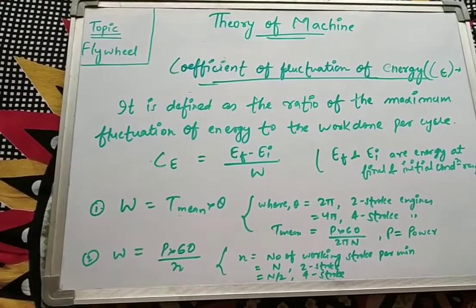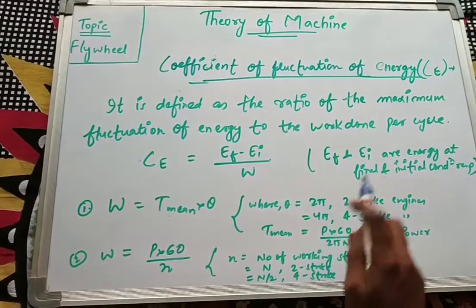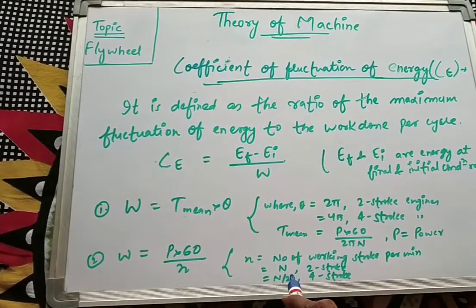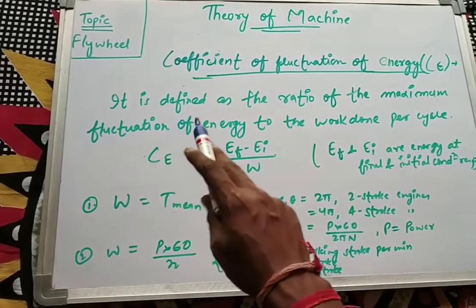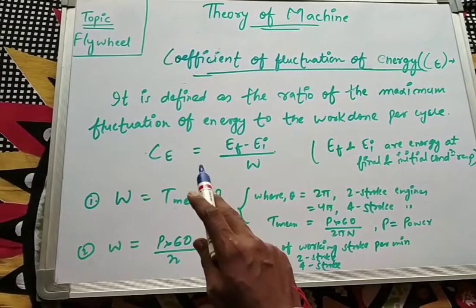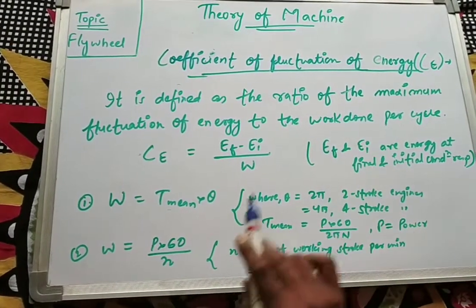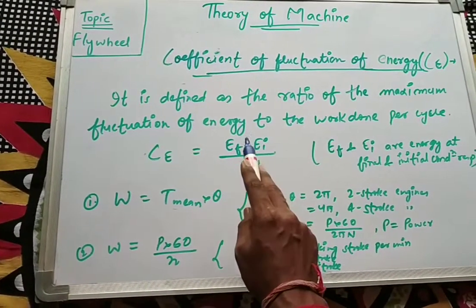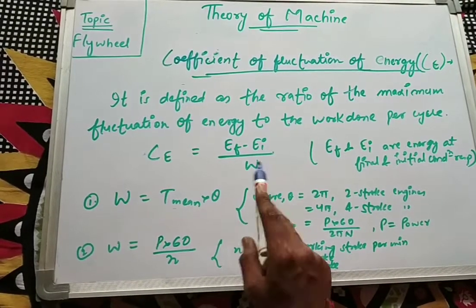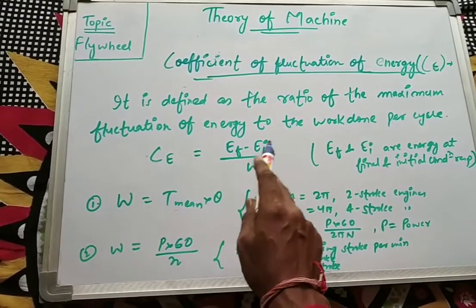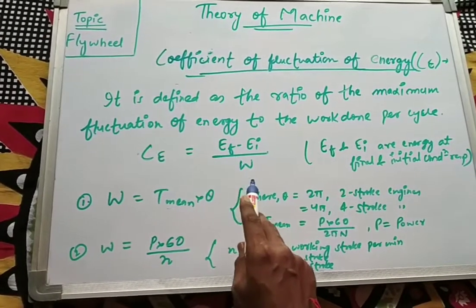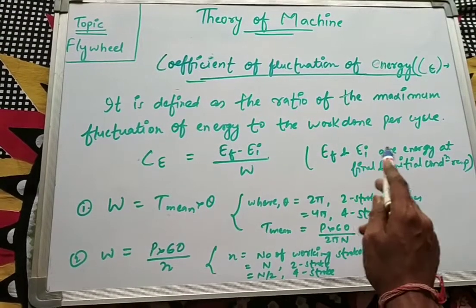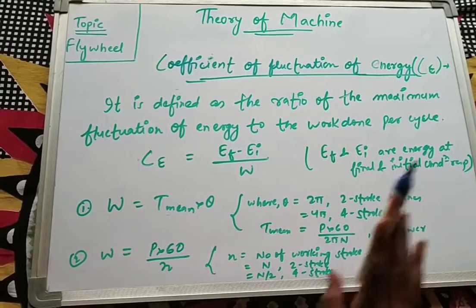Now coming to the topic of coefficient of fluctuation of energy, which is denoted by CE, with E as suffix. It is defined as the ratio of the maximum fluctuation of energy to the work done per cycle. Mathematically, CE equals (EF minus EI) divided by W. Here EF minus EI is the maximum fluctuation of energy, and W is the work done per cycle, where EF and EI are the energy at final and initial conditions respectively.